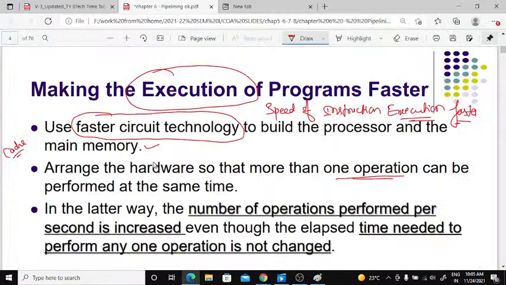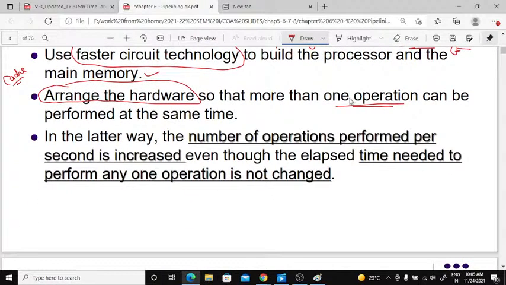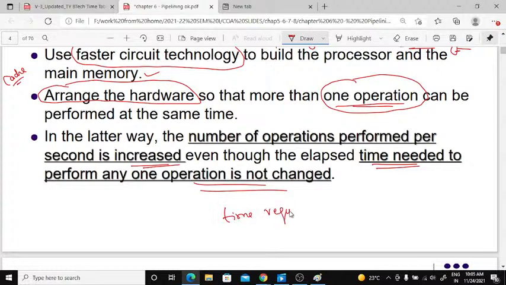In the same way, here we arrange the hardware so that more than one operation, meaning multiple operations, can be performed at the same time. So the number of operations performed per second is increased, even though the elapsed time needed to perform one operation is not changed. The time required for the operation or task is not changed. It will be the same.